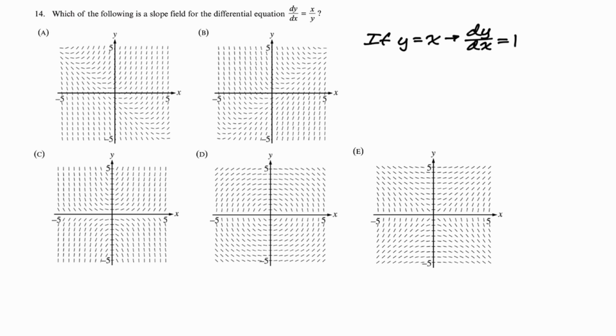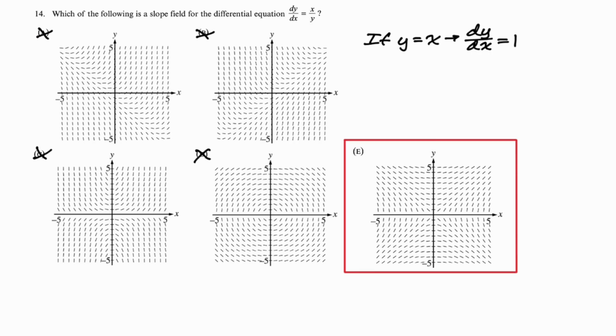which means everywhere on the line y equals x, the slopes should be positive 1. If you look at these things, like on A in the third quadrant, the slopes are negative. B, there is a linear solution, but it's not going through 0, 0, like y equals x does. C, all kinds of problems. D, still not working. The answer is just going to be E. So based on this piece of information, we can cross out these 4 and select E.